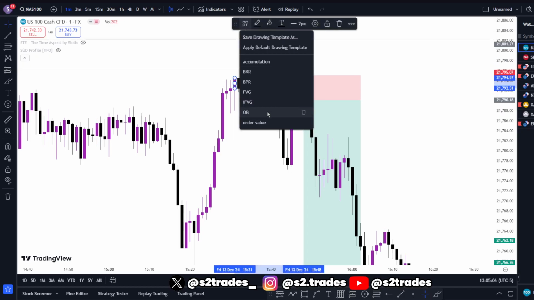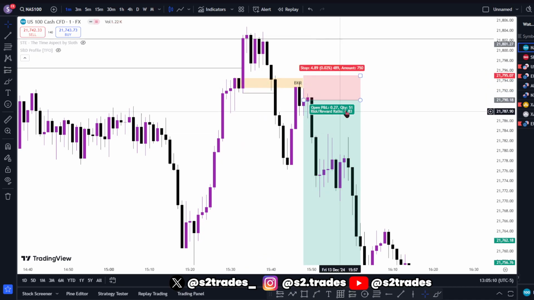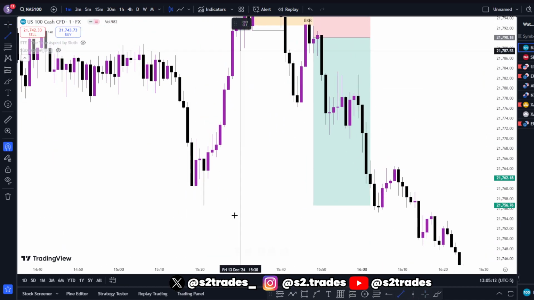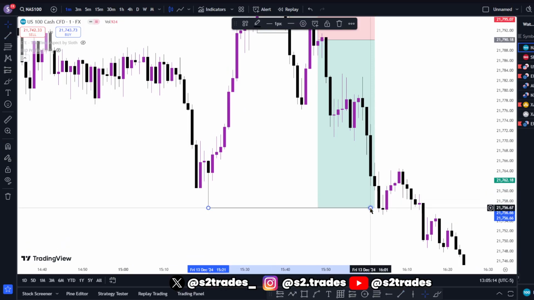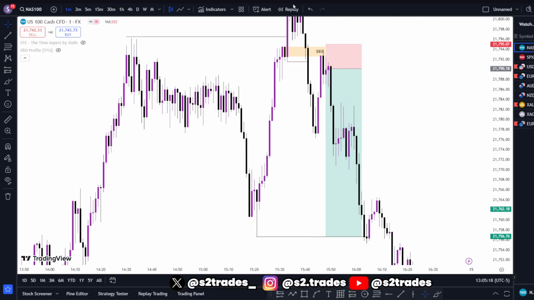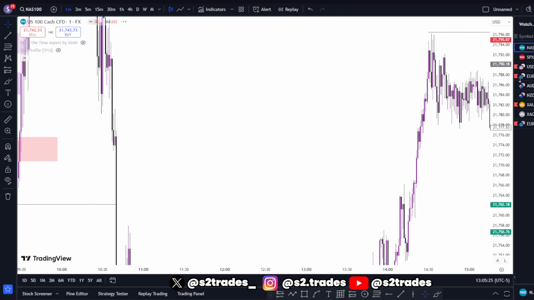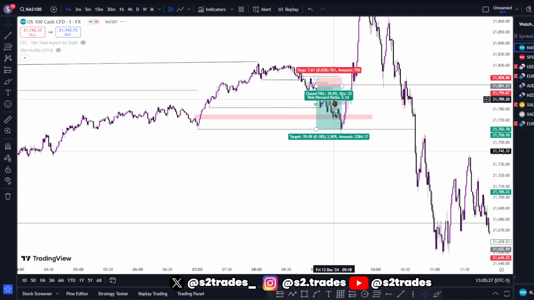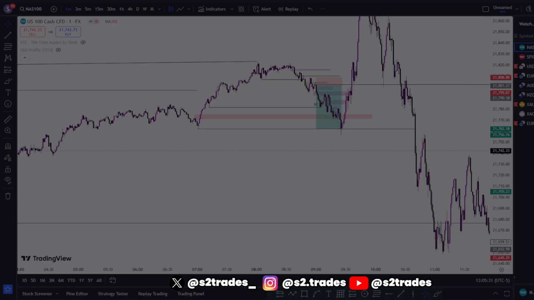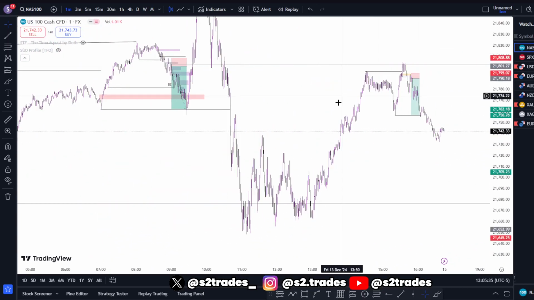So if I change this into BKR, breaker block, and then boom, I targeted this obvious draw on liquidity. And literally that's it, 6.8. Okay, let's calculate how much RR I got for the day. So that was a 6.83 RR, right? And this was a 5.14. So technically, I basically got roughly around 12 RR on the day.